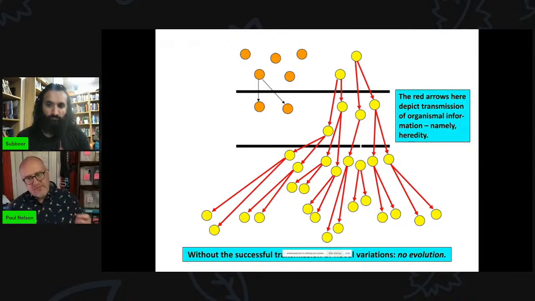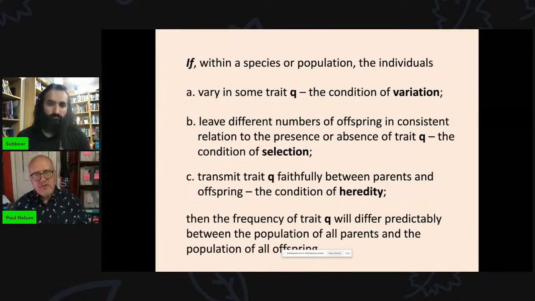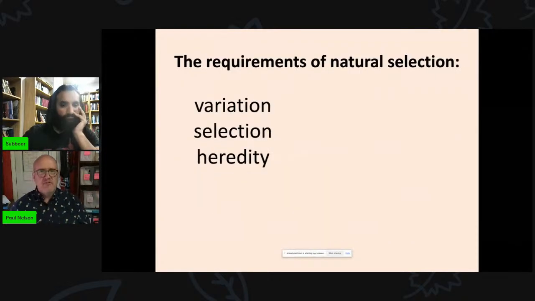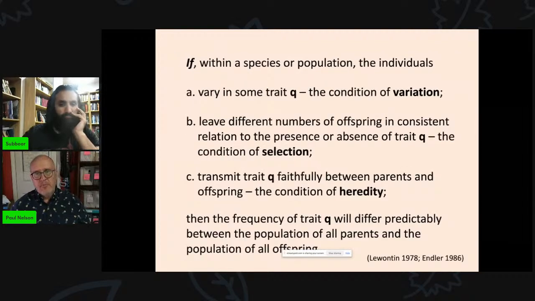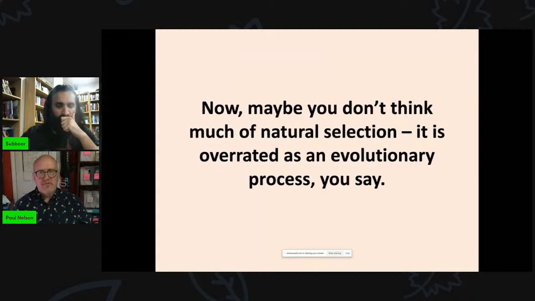Now, without successful transmission, no evolution. But in fact, all 3 of these conditions are required. They're both necessary and sufficient for natural selection to operate, to change the frequency of trait Q between the population of all parents and the population of all offspring. And this formulation, by the way, is due to the work of John Endler and the late Richard Lewontin. So, a simpler way to think about it, 3 legs of a stool. Again, all the legs are required. These conditions are necessary and sufficient for the operation of natural selection.